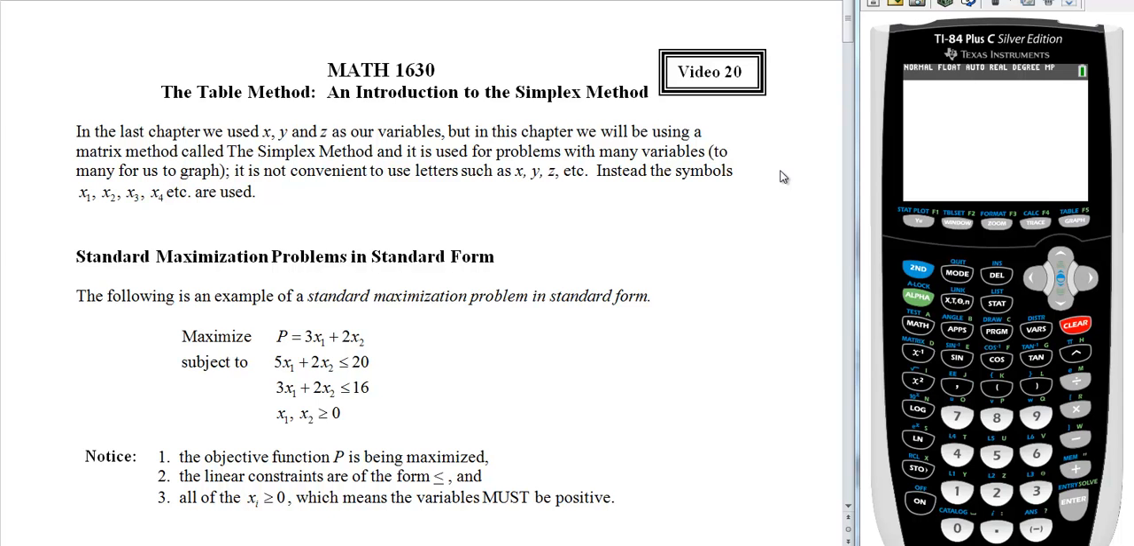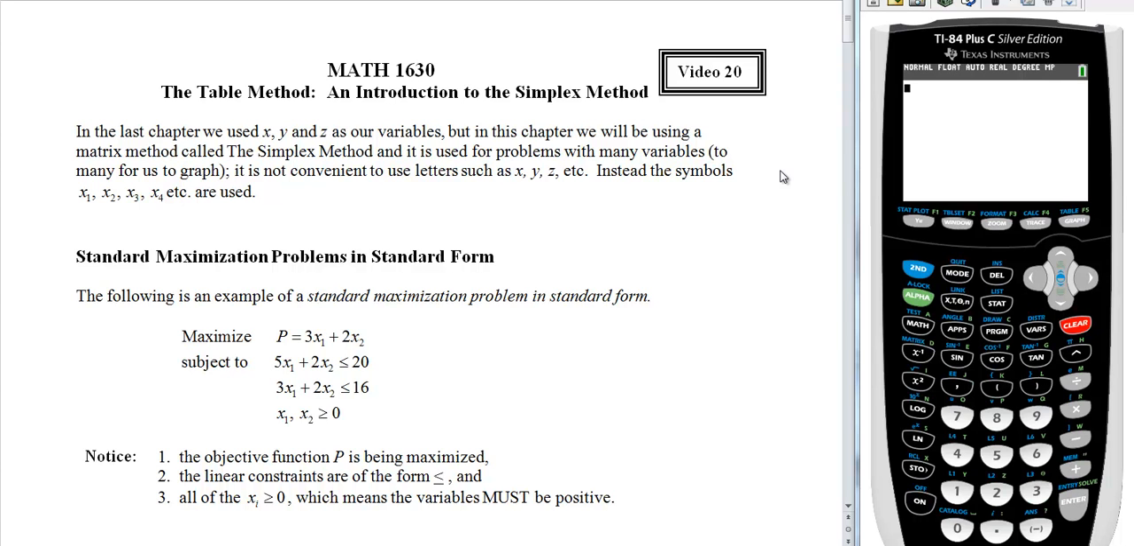Alright, now we're going to get an introduction to the simplex method. It's called the table method for you to see what's going on and how some of the things are set up. In the last chapter we used x, y, and z, sometimes w, as our variables, but in this chapter we'll be using a matrix method called the simplex method. And it's used for problems with many variables, too many for us to graph.